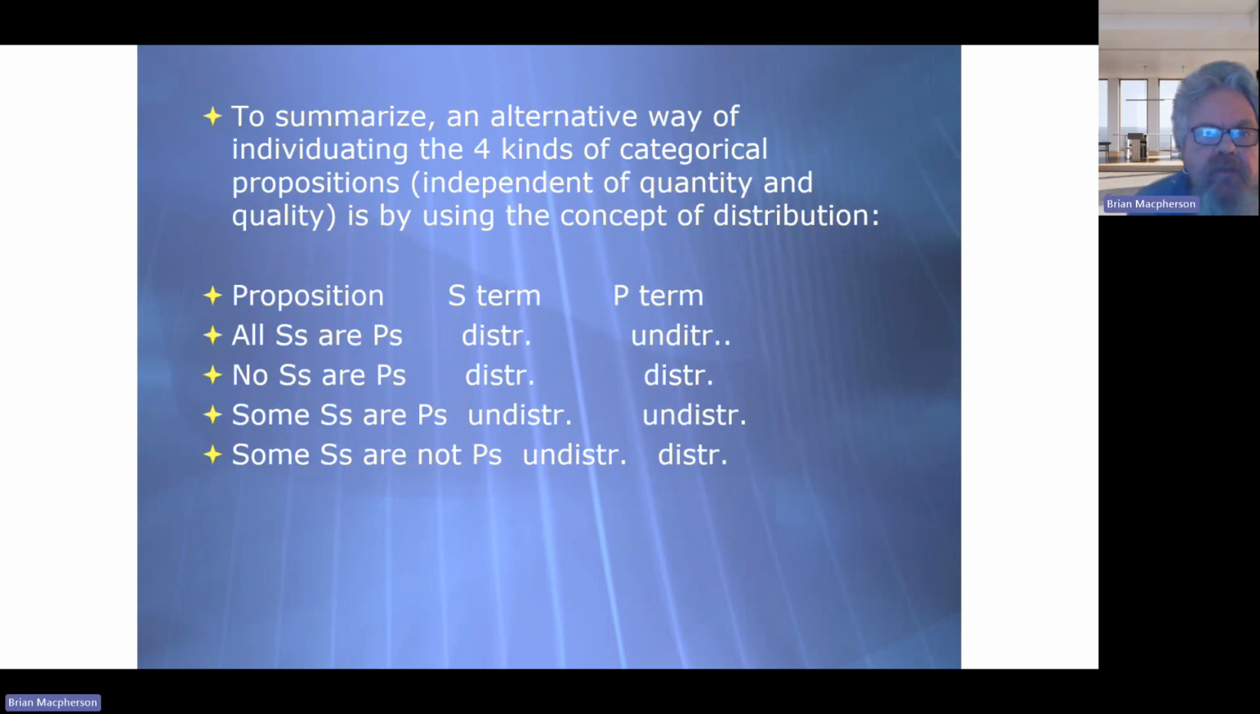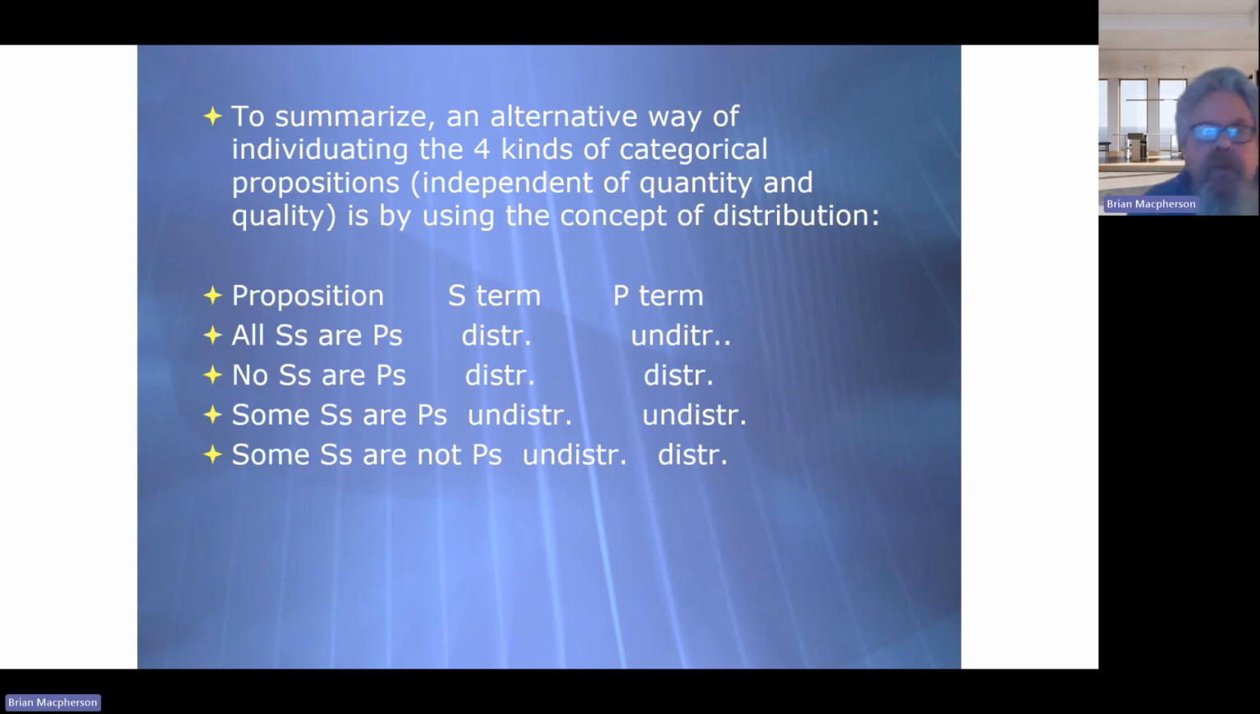We can summarize this in the following little table. All S's are P's, universal affirmative. The S term is distributed and the P term is undistributed. Why? Because the proposition refers to all S's, but it doesn't refer to all P's. Now let's go to "no S's are P's." The S term and the P term are both distributed. It's talking about all S's and all P's. If I say that no lizards are mammals, that's the same thing as saying no mammals are lizards. So if S is distributed, then so is P. So both terms in the E proposition are distributed.